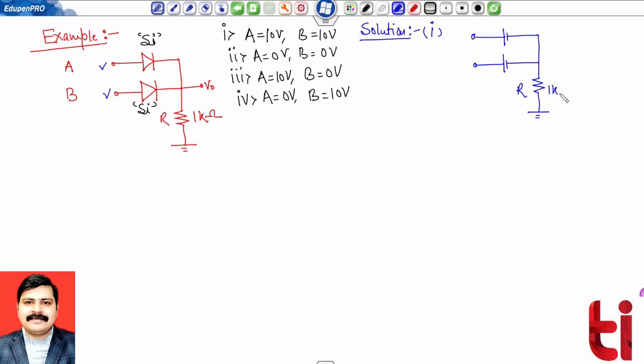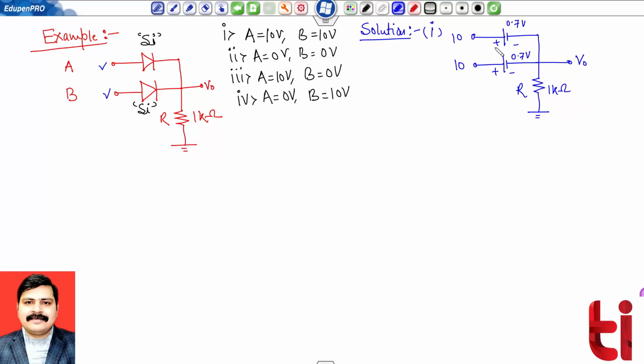Resistance R is 1 kilo ohm, and I will have V naught over here. So this is 10, this is 10. Both will be conducting, 0.7 volt, 0.7 volt. So what will be the output voltage? Now I have to check what will be the output voltage.